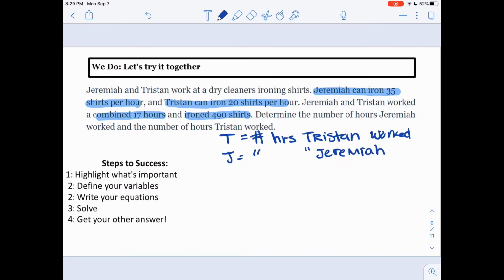Now that you've highlighted what's important and defined your variables, let's write our equations. Pause this video for 2 minutes while you take your first attempt at writing your 2 equations, one of which should represent the total number of hours and one which should represent their total output, which is number of shirts.